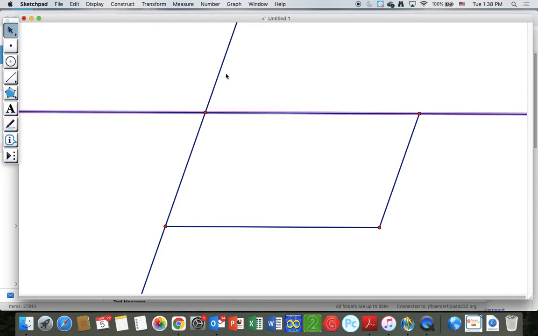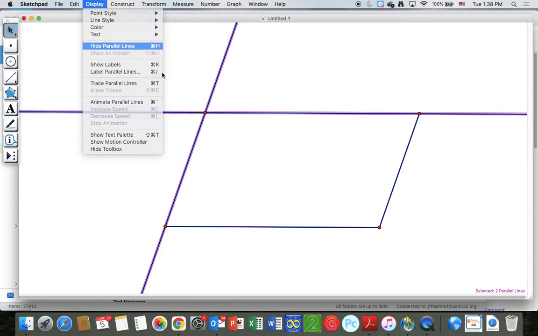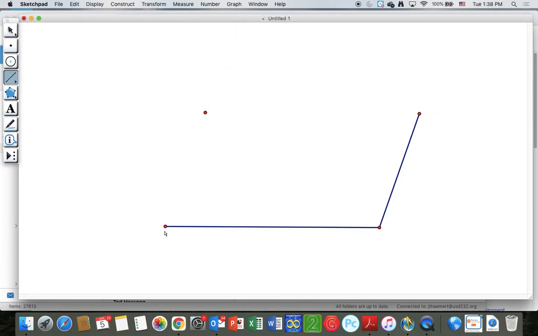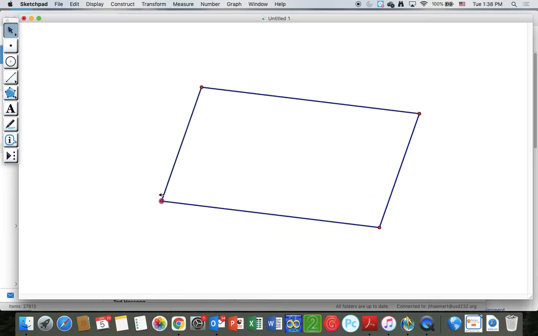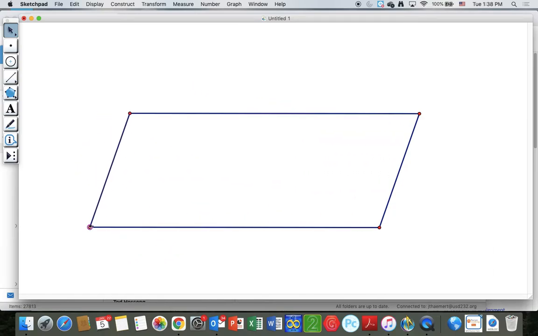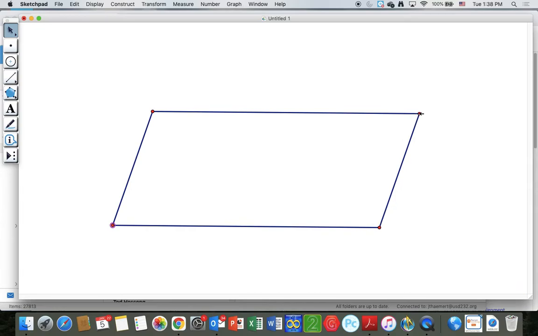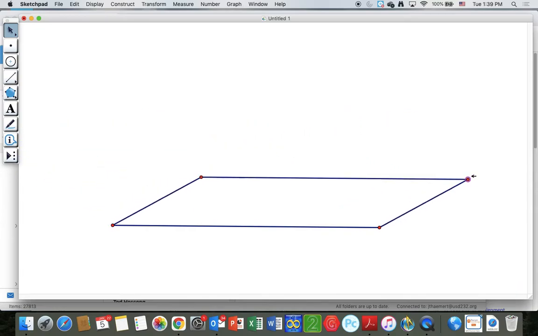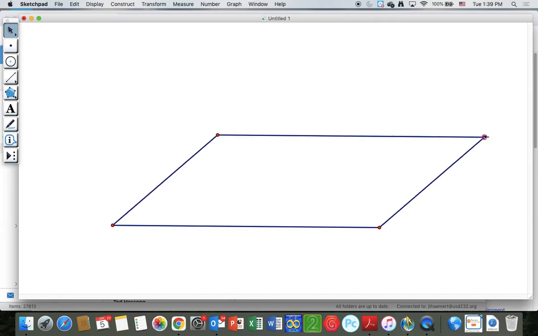Now, I don't want to see lines, so I'm going to hide these, and then I'm going to go ahead and make segments out of them. And what we have created then is a parallelogram. No matter what I do, these line segments stay parallel, no matter where I drag this thing. Okay? So I'm going to label these quick, A, B, C, and D, and we're going to look at the properties of this parallelogram.